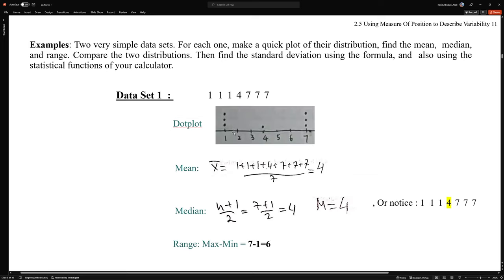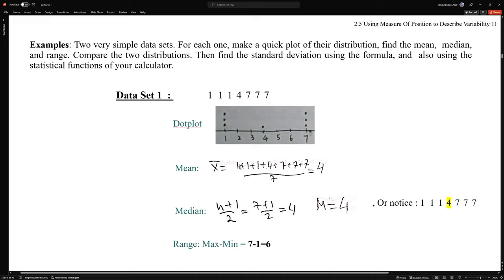So the result is this. As you can see, we have three ones, so one, two, three dots. Then at the four, we have one. At seven, we have three. As you can see, the shape is bimodal, right? It has two modes. Mode one is one, mode two is seven. We did the shape distribution. It has two tops, right?